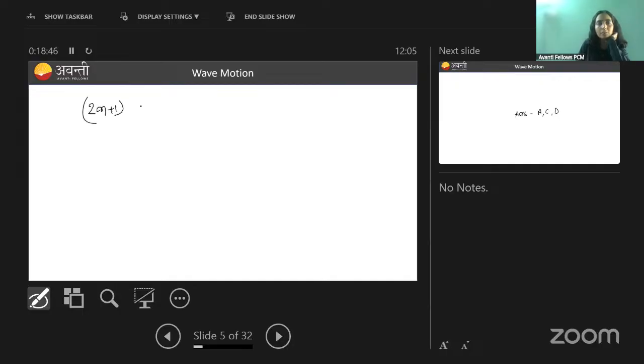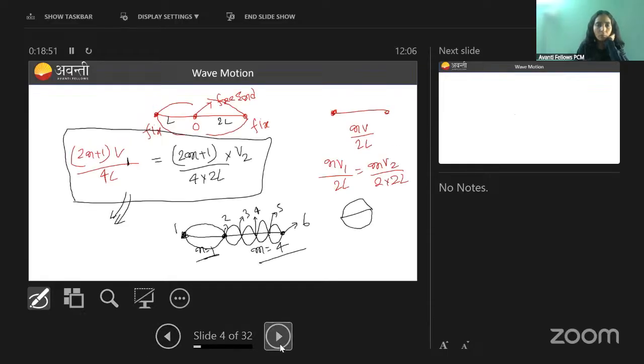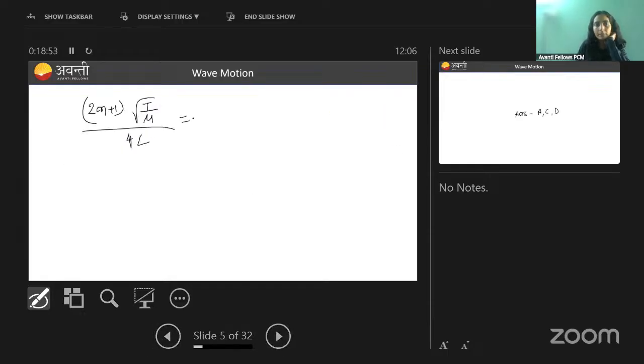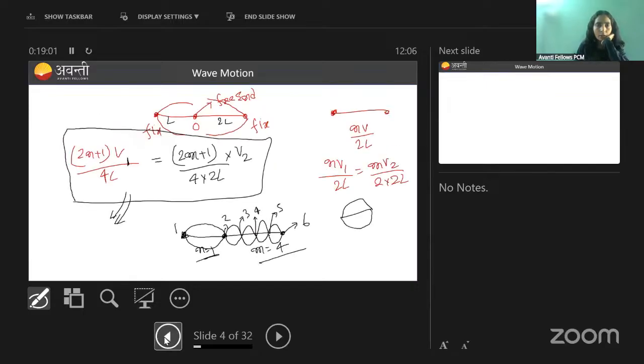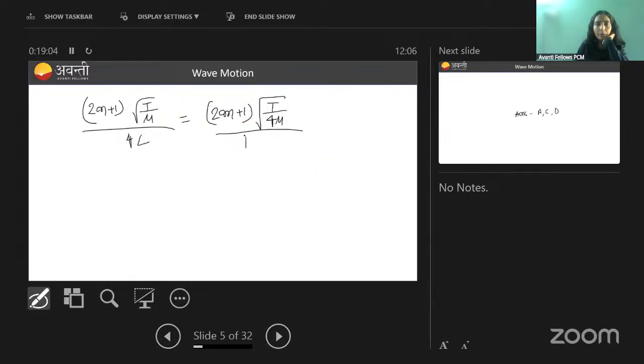So 2n plus 1, what will you keep for v1? Root under T by mu divided by 4L, okay? And this is equal to 2m plus 1, and this is root under T by 4 mu divided by 4 into L. This is what we are going to get, right?